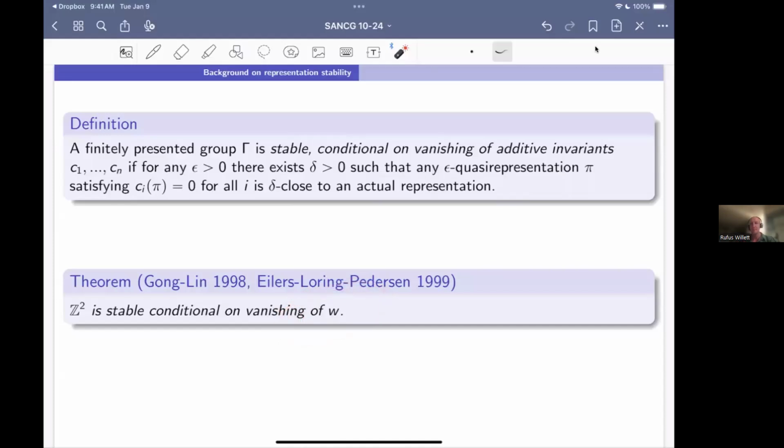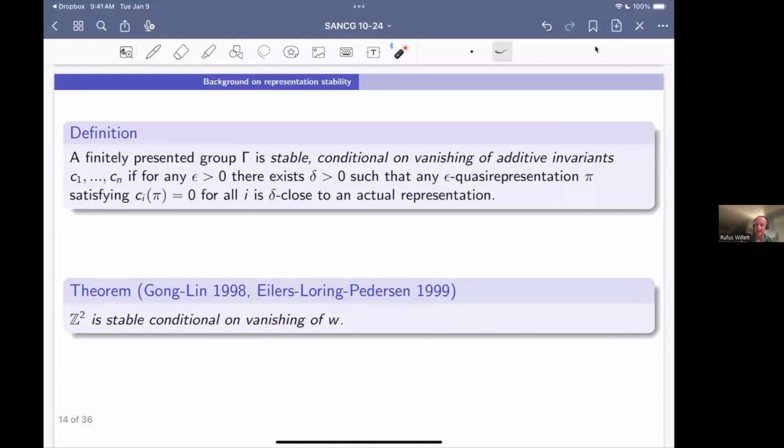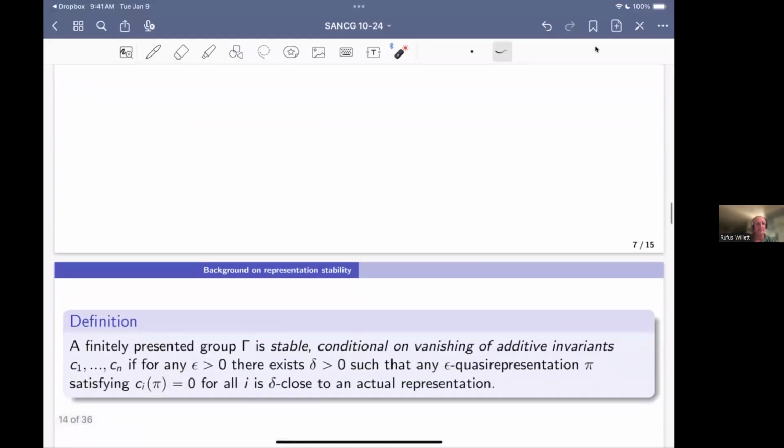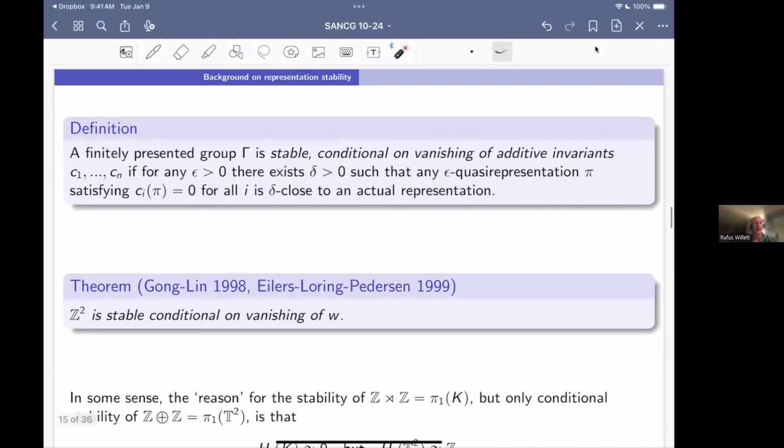That's math. Okay. And that's the sort of theorem that I'll be aiming to generalize. Now I need one more variation of the definition of stability before we get there.